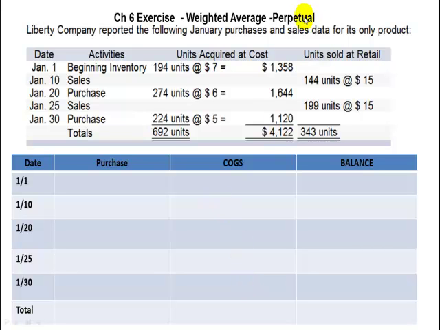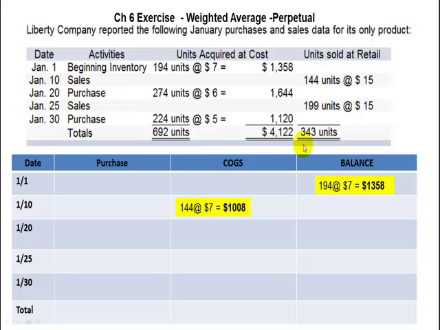Again, this is a perpetual inventory system where you know exactly what your inventory is at all times. And under this method, we're going to use something called the weighted average approach. So let's put this on this grid below here. We've got dates, we got purchase, when we purchased something, when we sold something, and the balance. So here we go. We started with a beginning inventory on January the 1st of 194 units at $7 a piece, $1,358. So there's our beginning balance.